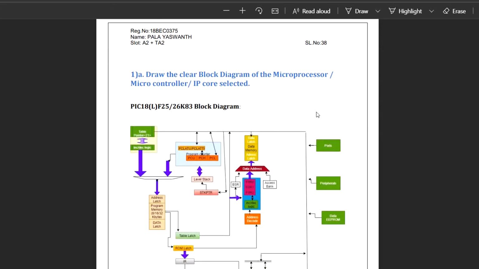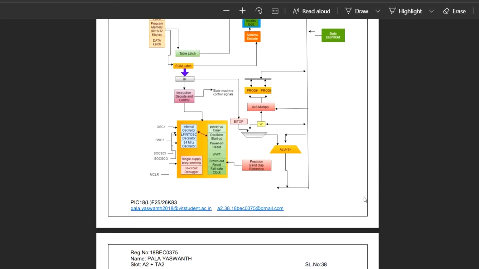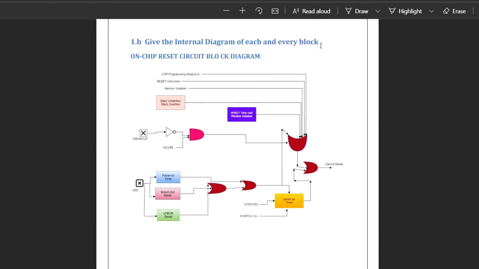The first question in part A was to draw a clear block diagram of the selected microprocessor, microcontroller or IP core. I have selected the PIC18LF25K83. This is the surface-level diagram of the overall microcontroller and the components present in it. Question 1B was to give internal diagrams of each and every block.